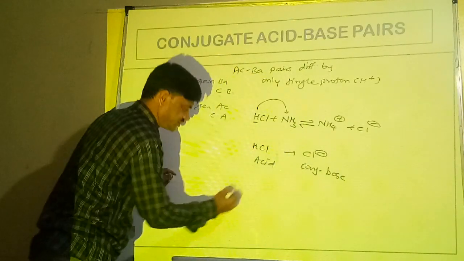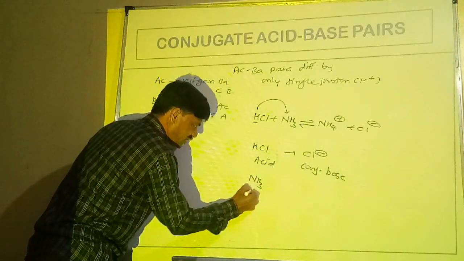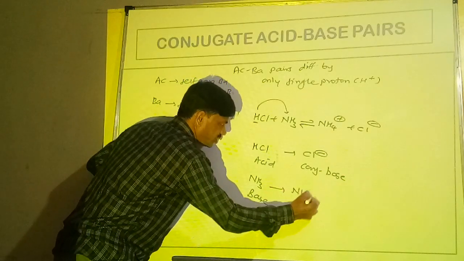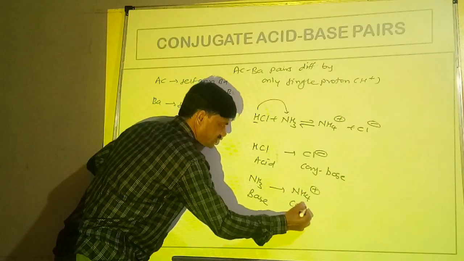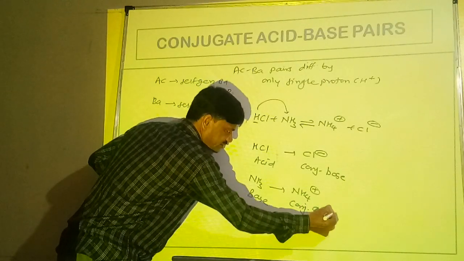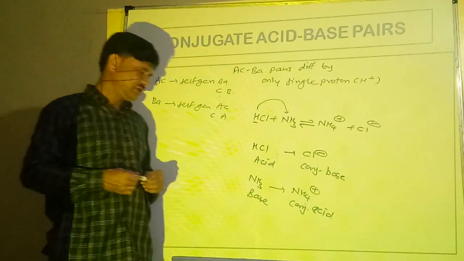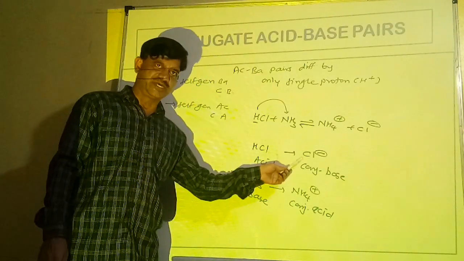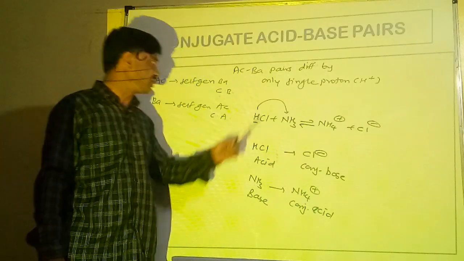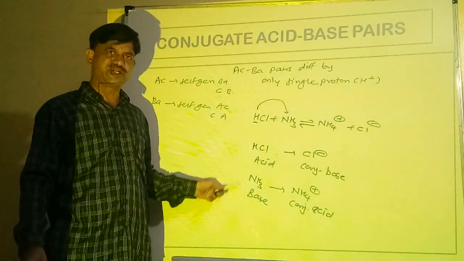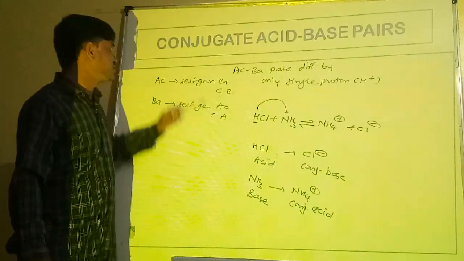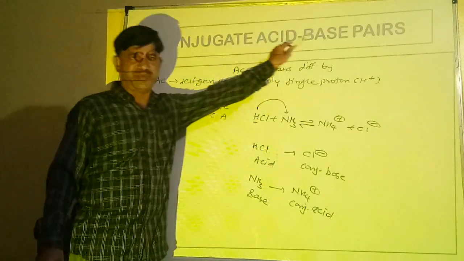Now tell me the reverse case. Ammonia accepts an H plus ion, so it behaves as a base. What does it produce? NH4 plus ion. It is called the conjugate acid. Now check these two. Here one H plus, there is no H plus. Here 3 hydrogen, here 4 hydrogen. So what about the definition? Those acid-base pairs which differ by only a single proton are called conjugate acid-base pairs.